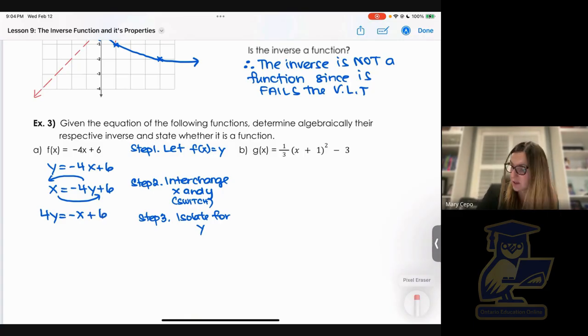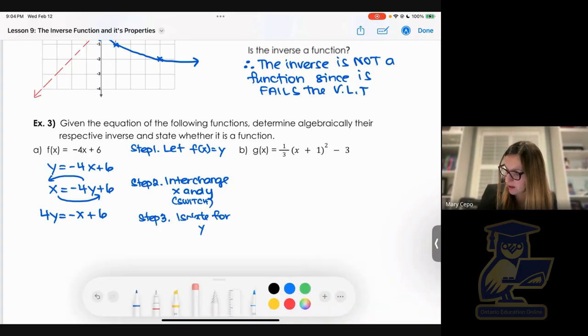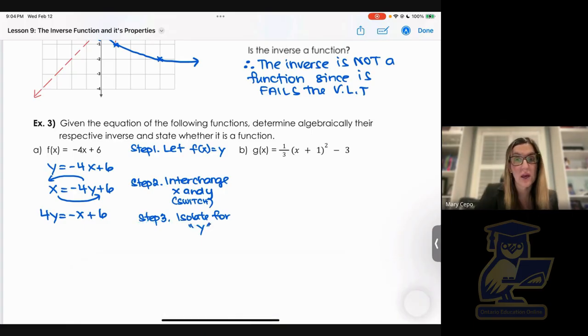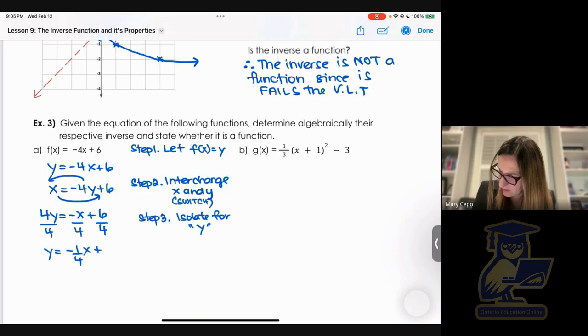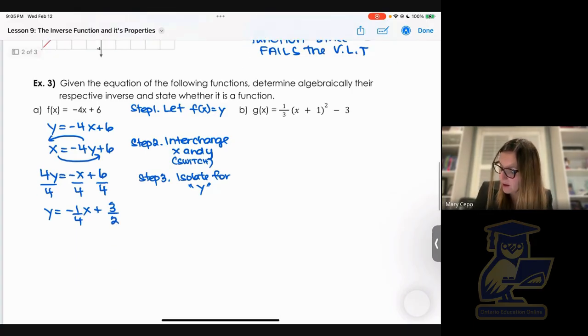So right now, y is not by itself. We have that coefficient of 4 up front. And if you recall, to get rid of that 4, we'd have to divide each of our terms by that coefficient. So this would be y is equal to negative 1 over 4x plus, well, we can simplify 6 over 4, which would be 3 over 2. And we're not done yet. We still have to bring back inverse notation.